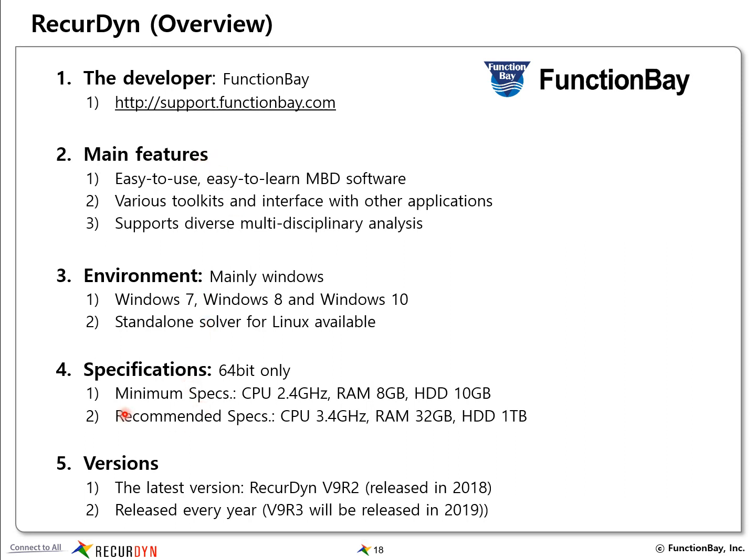RecurDyn is the software for Windows, but it provides a standalone solver for Linux as well. I am recording this video in August 2019. The latest version of RecurDyn is RecurDyn V9R2, which was released in 2018, and every year a new version of RecurDyn is released. So the new version, RecurDyn V9R3, will be released soon this year.